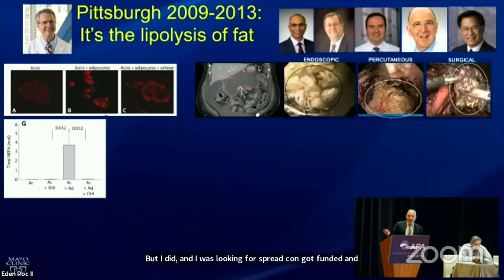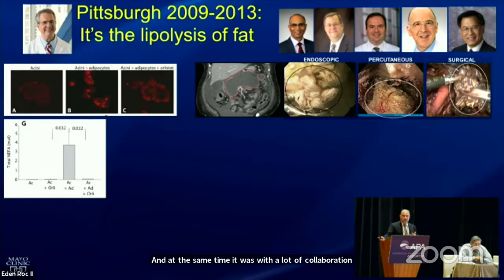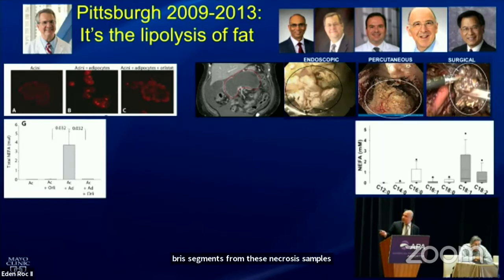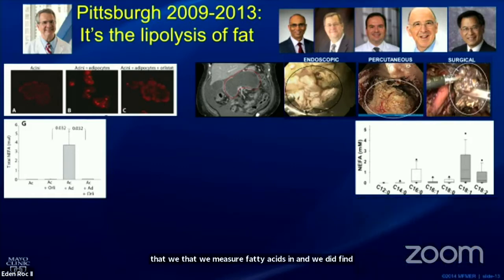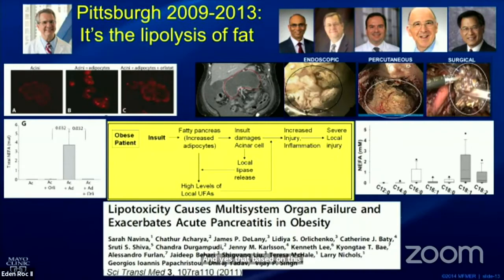And at the same time, it was with a lot of collaboration and help with my colleagues at Pitt, Dheeraj, George, Adam, Kenley, that we got various necrotic samples, whether it was endoscopic or percutaneous or surgical debridements, from these necrosis samples, that we measured fatty acids in. And we did find that there was a lot of fatty acid in this necrotic mess, very similar to the amounts which we saw in the co-culture system. And based on this, when we put the picture together, when we inhibited lipases, we found a big reduction in animal model severity only in the obese mice, not in the lean mice.